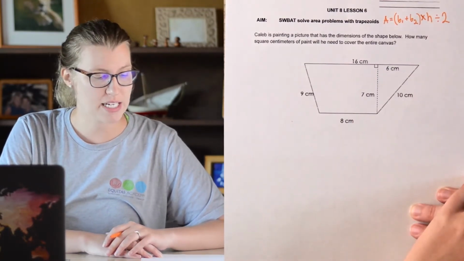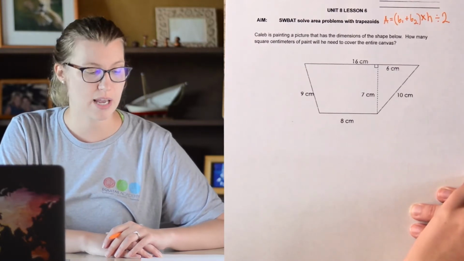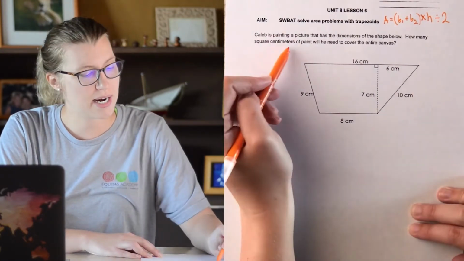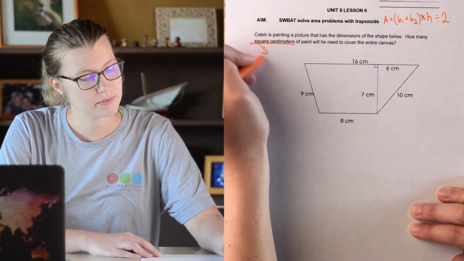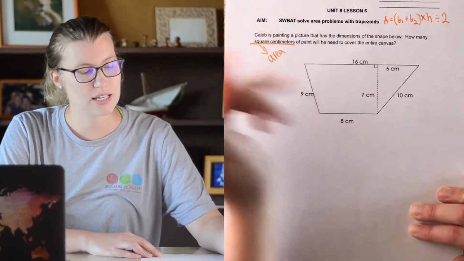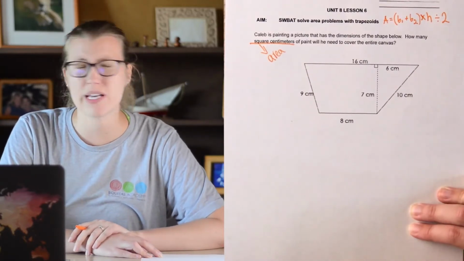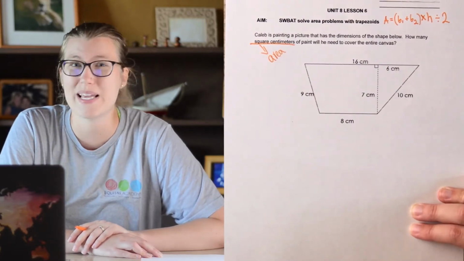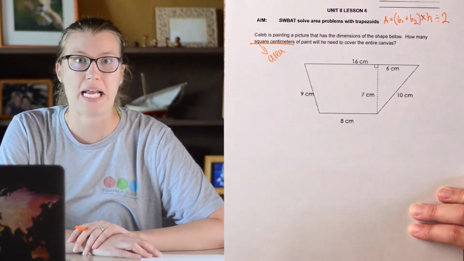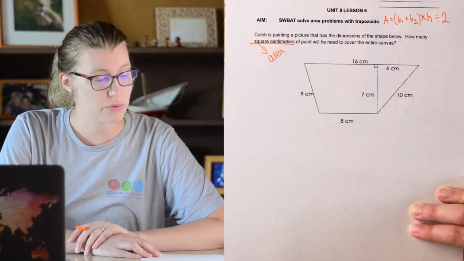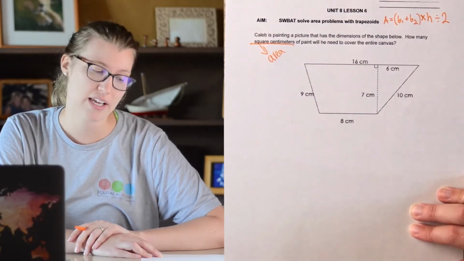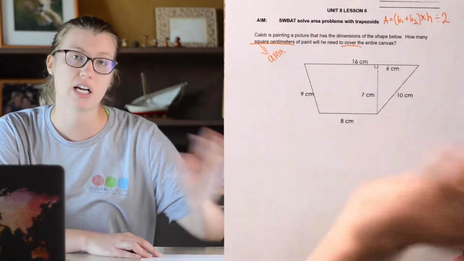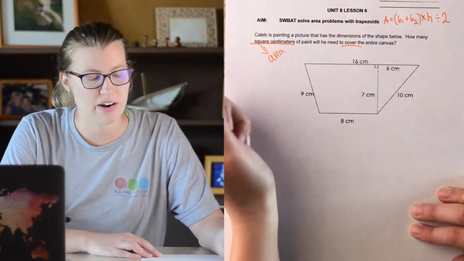So Caleb is painting a picture that has the dimensions of the shape below. How many square centimeters of paint will he need to cover the entire canvas? Square centimeters tells me I'm looking for area. Anytime you hear square units, square centimeters, inches, feet, meters, anything, you know you're looking for an area. Covering something is going to be area. That was another hint for area.